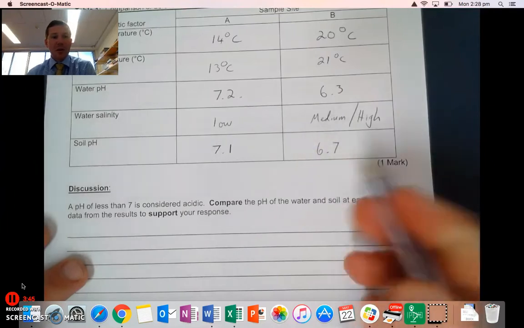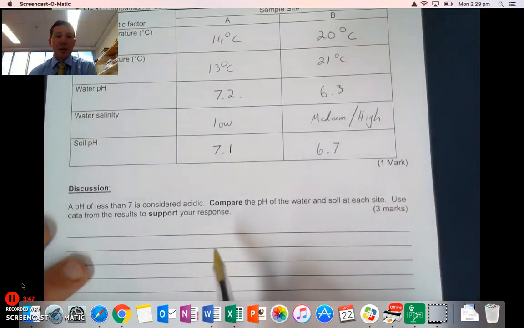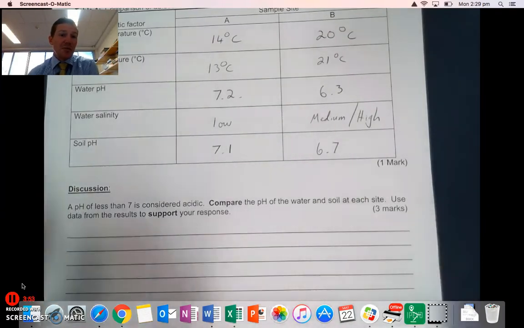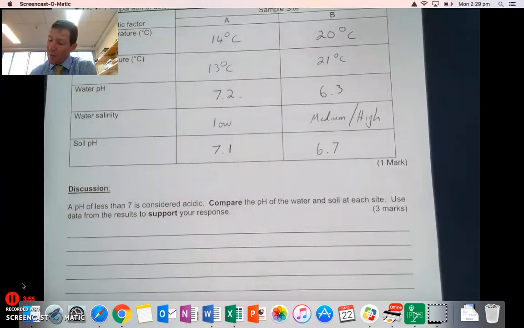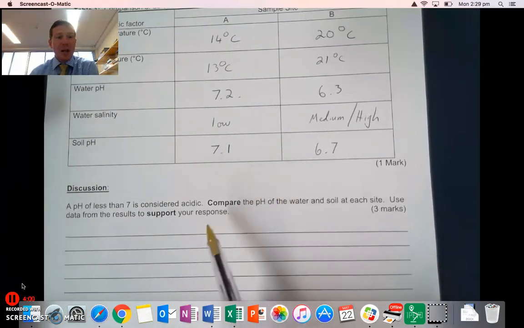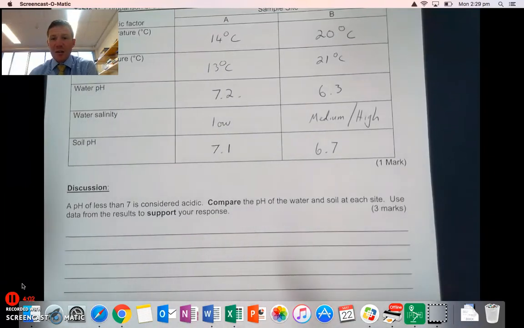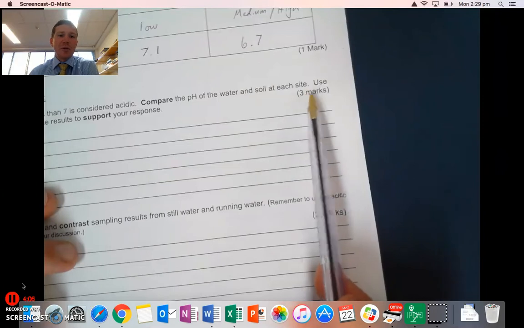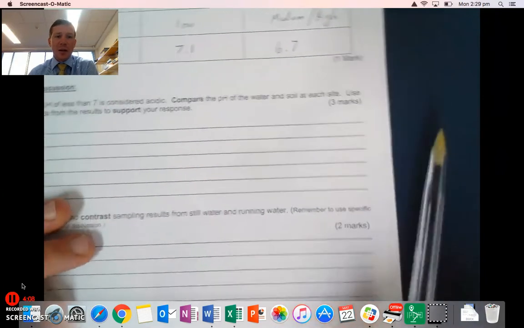Whilst they are both close, it demonstrates that the pH of the two sites is slightly different owing to circumstances. So you might come up with an idea for that. But you've compared them, all right? You've stated the similarities, you've stated the differences, and you've made a statement. Now you can see that there's 3 marks there. So it's asking you to do a bit of work. Okay, so it's not simply a one-line answer.